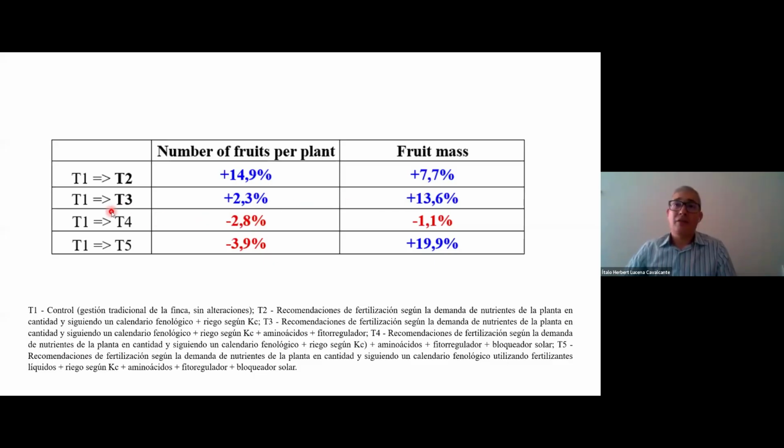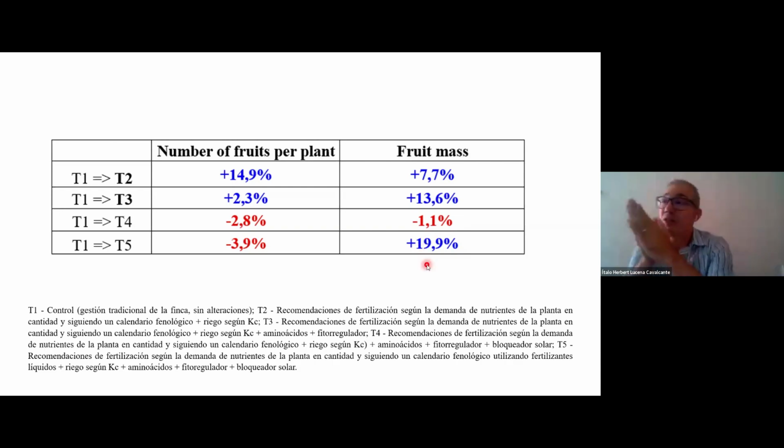Comparing the farm with T3, we saw 2.3% more fruit and a 13.6% increase in fruit mass. For T4, we saw losses in both number of fruit and average weight per fruit. For T5, we saw a drop in the number of fruit, so it was a little bit less fruit on the tree, but look at the mass of the fruit that resulted with T5, 19.9% higher average mass for the fruit.